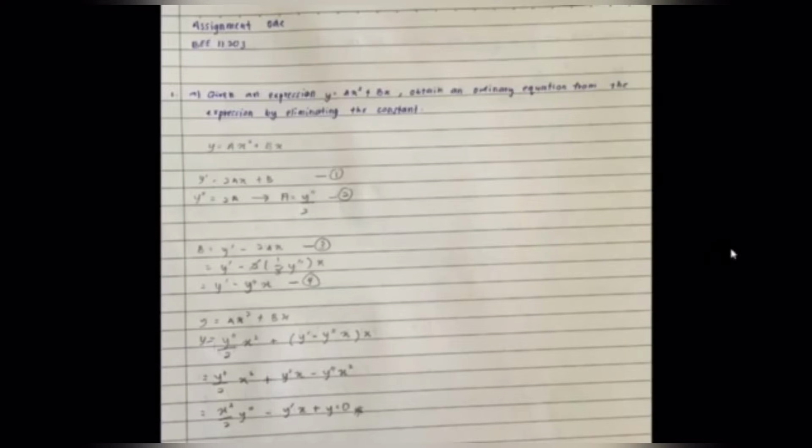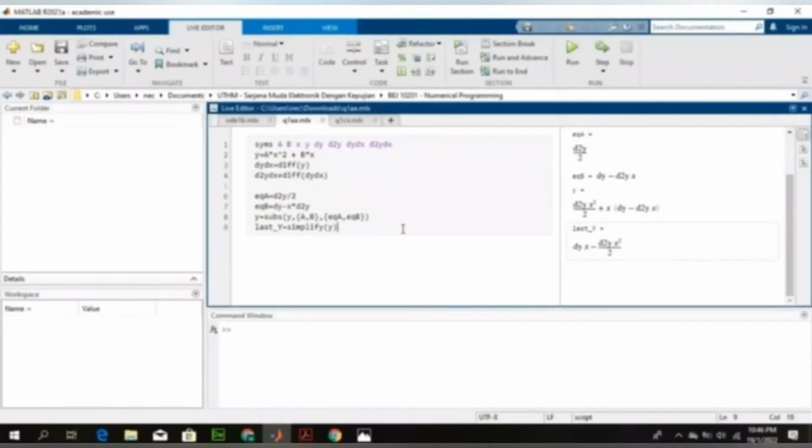Okay, I want to explain about question 1a. So the expression is y equal to ax square plus bx. So the manual calculation I get is the answer x square over 2 y double prime minus y prime x plus y equal to 0. So the MATLAB for the symbol is a, b, x, y, dy, d2y, dy dx and d2y dx.